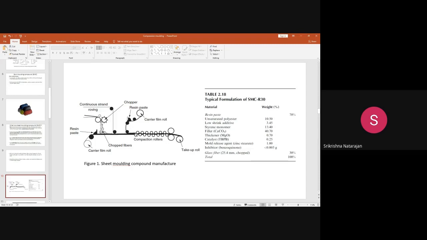This sandwich passes over multiple compaction rollers, and these rollers make the resin infuse inside the fibers. Once it is infused, the next process is the curing process. It is collected in the take-up roll and sent for the curing process, where you do the partial curing. You do not cure it completely, because once you cure it completely, you cannot do the further molding process.